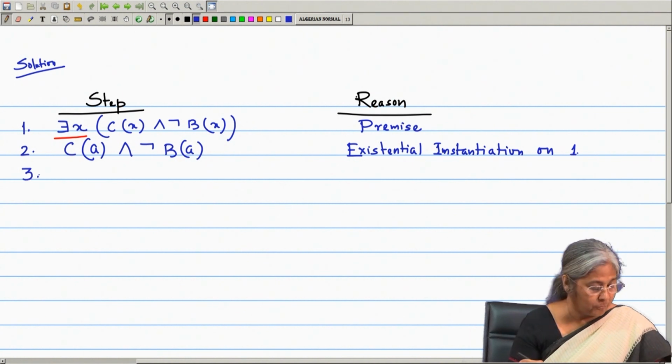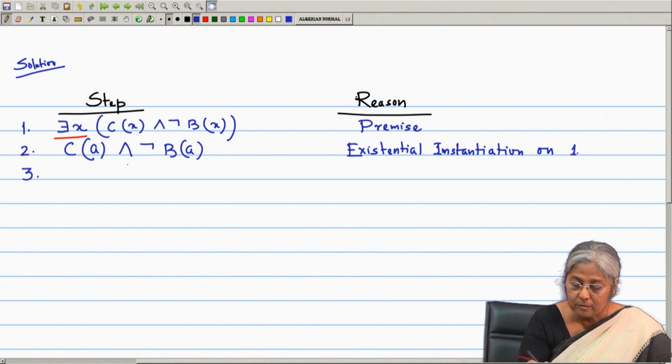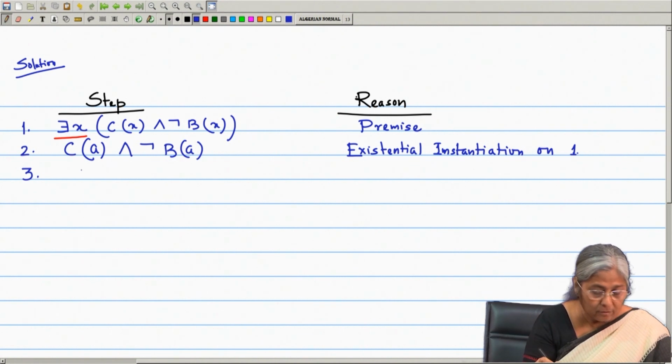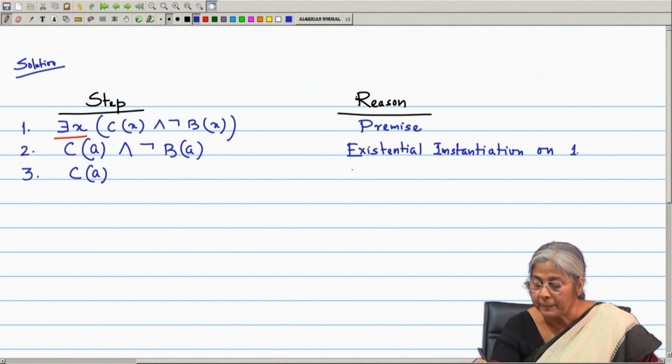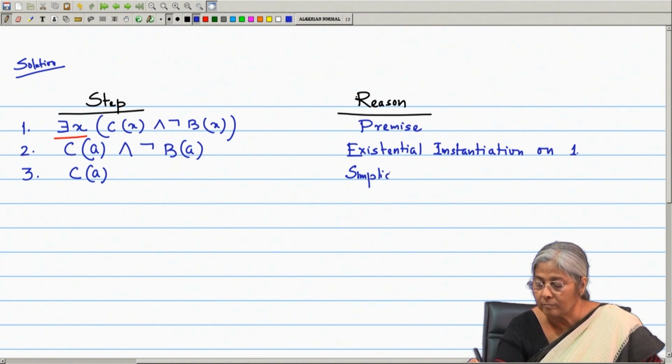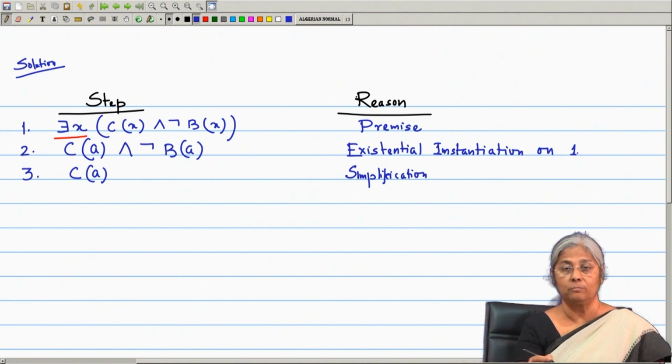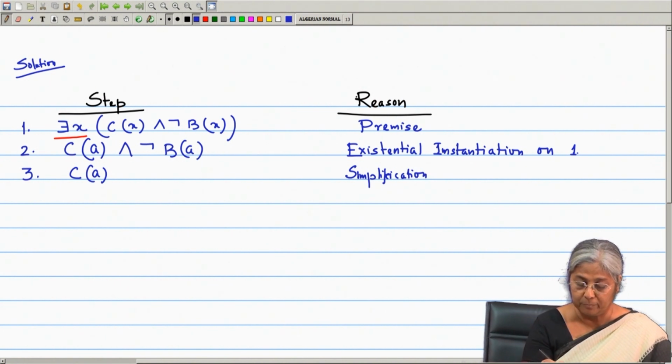Now, we can actually apply the laws of inference. So, we can take only C A, which is nothing but the simplification, because if it is a conjunction, then we can write any one of the propositions.